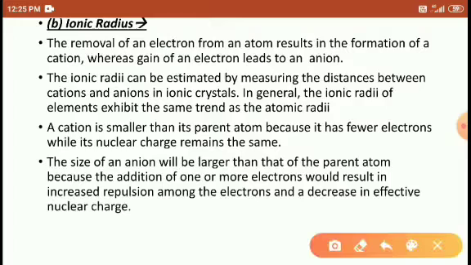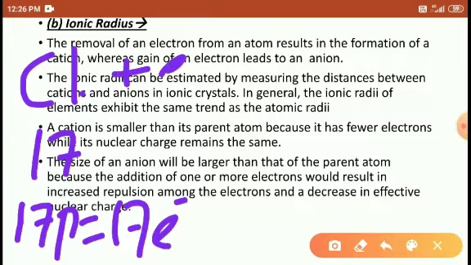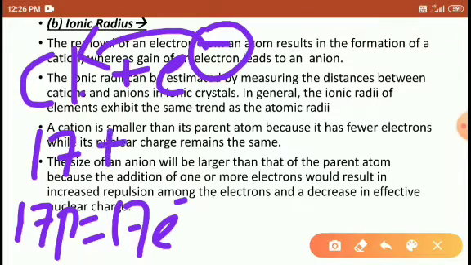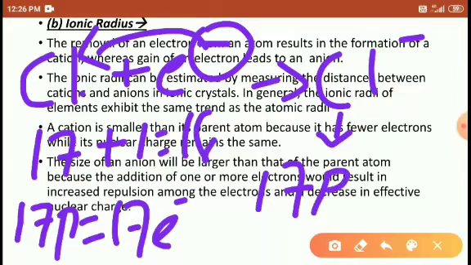So students, look here, this is a chlorine atom, atomic number 17. It contains 17 protons equal to 17 electrons. The chlorine atom accepts an electron because it wants to attain the stable noble gas configuration. When one electron is added to chlorine, 17 plus 1 becomes 18. It turns into a chloride ion, with 17 protons and 18 electrons.